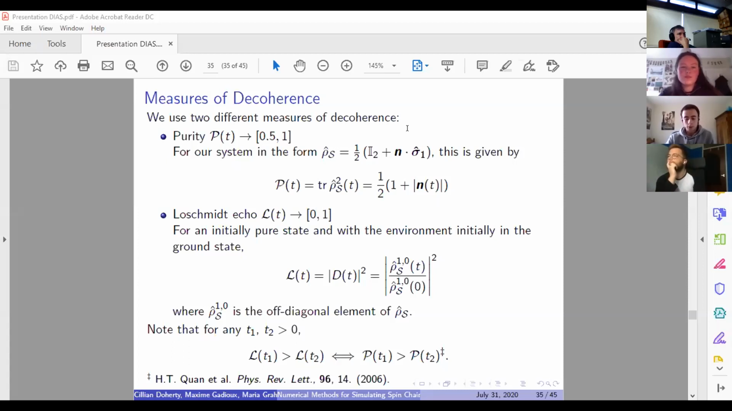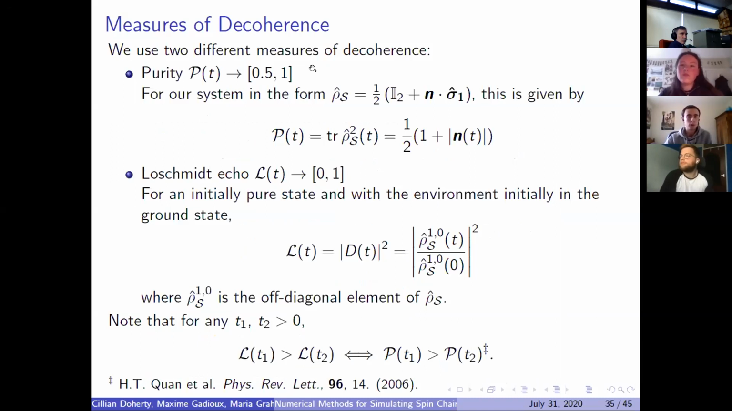Okay, so we studied the decoherence of the system. So to do this, we first need to define some measures. Actually, I'm going to put this in full screen. So we need to define some measures of the decoherence. There are different measures that exist in the literature. One of them is purity, which, as you probably all know, is a trace of the density matrix squared. So the purity goes from 0.5, which is a fully decoherent state, to 1, which is a pure state, so a coherent state.